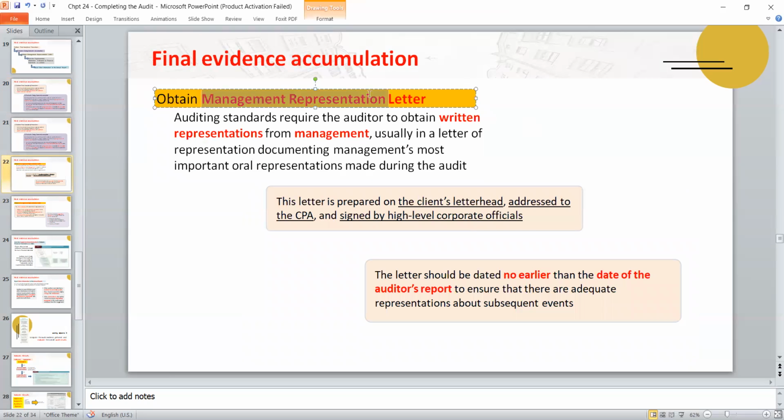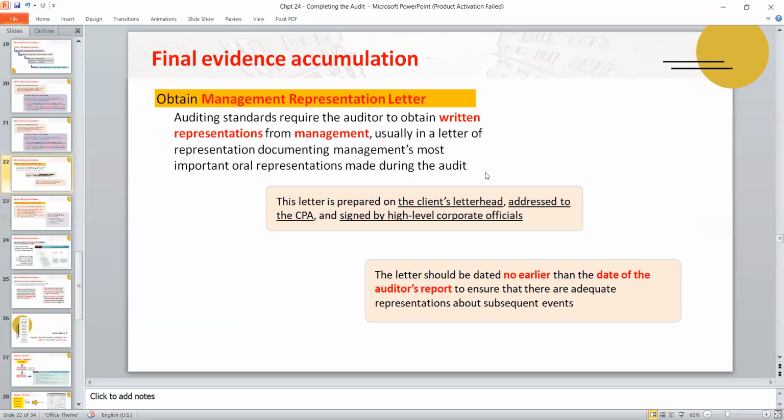Next, about the management representation letter. This is the important one. You need to obtain the written, tertulis, written representation from management. Not oral, but it has to be written. Usually in a letter of representation documenting management's most important oral representations made during the audit.